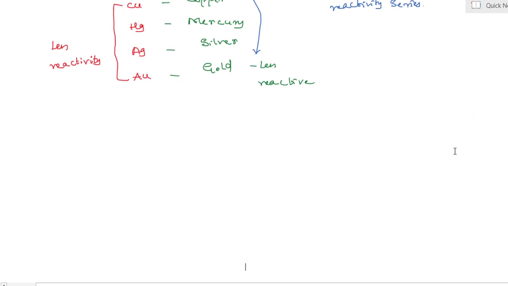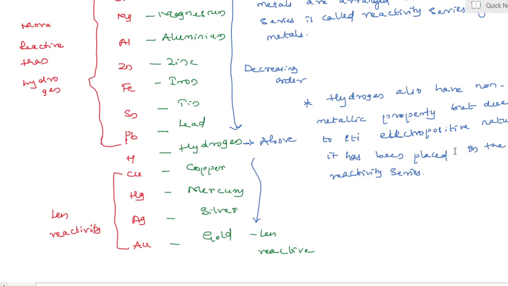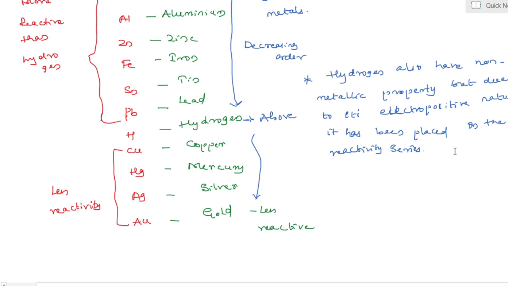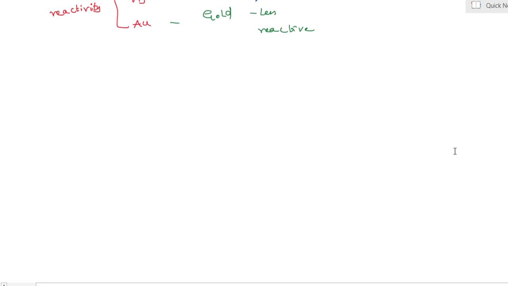Okay, my dear students, after knowing about the reactivity series of elements, mind it once again. Reactivity series, more reactive side: potassium, sodium, calcium, magnesium, aluminium, zinc, iron, tin and lead above hydrogen. They are termed as more reactive. Below hydrogen there are only four elements: copper, mercury, silver and gold. These are termed as less reactive. Hydrogen is placed in the modern periodic table because it possesses electropositive nature.